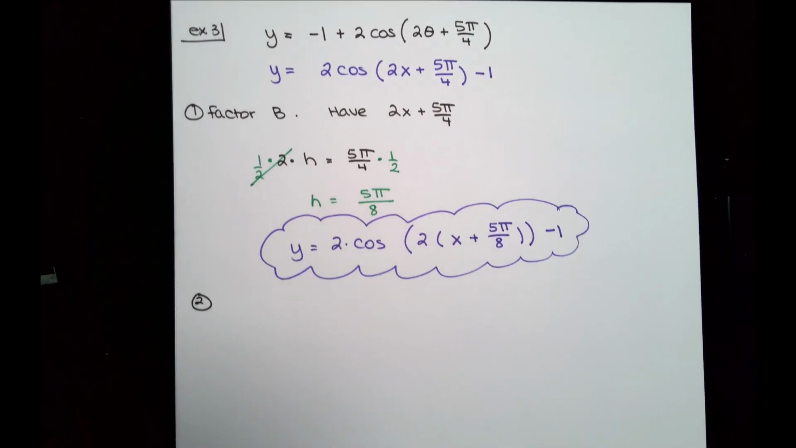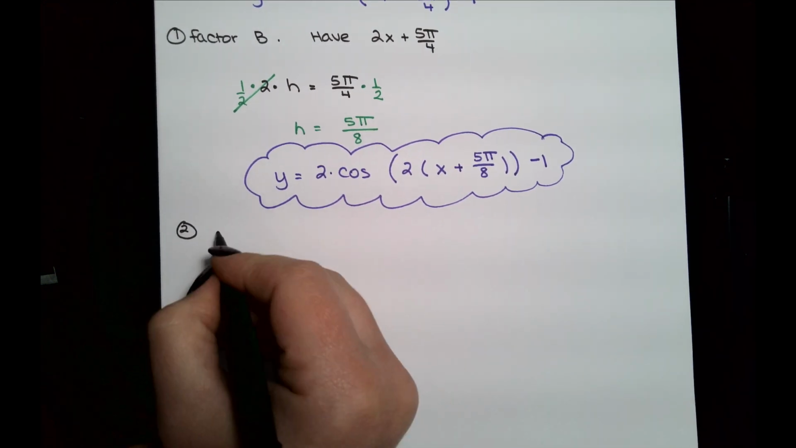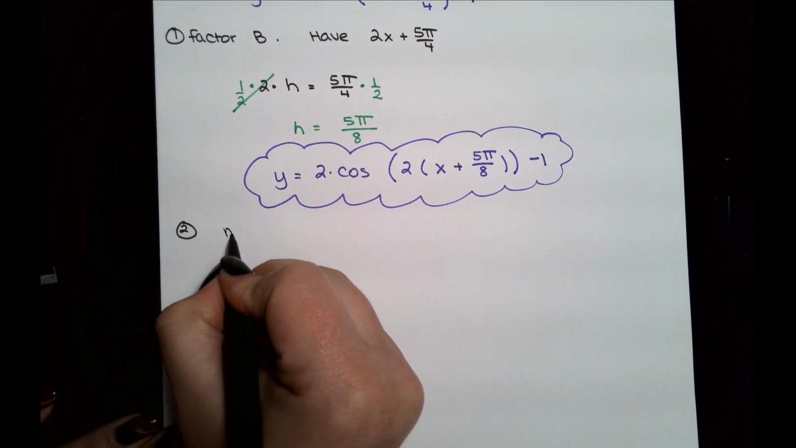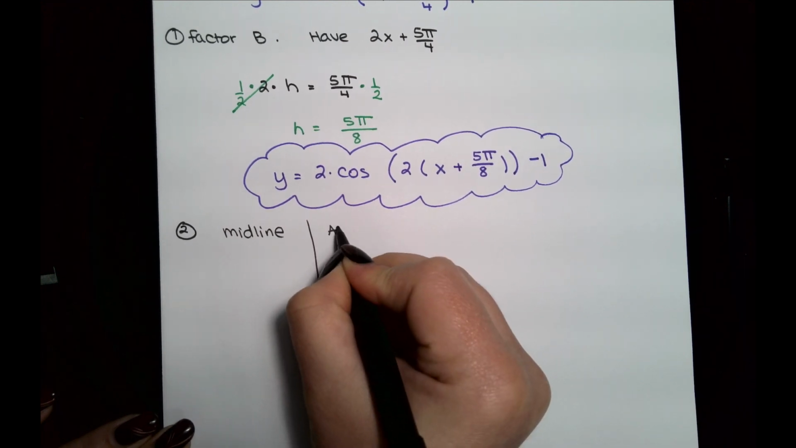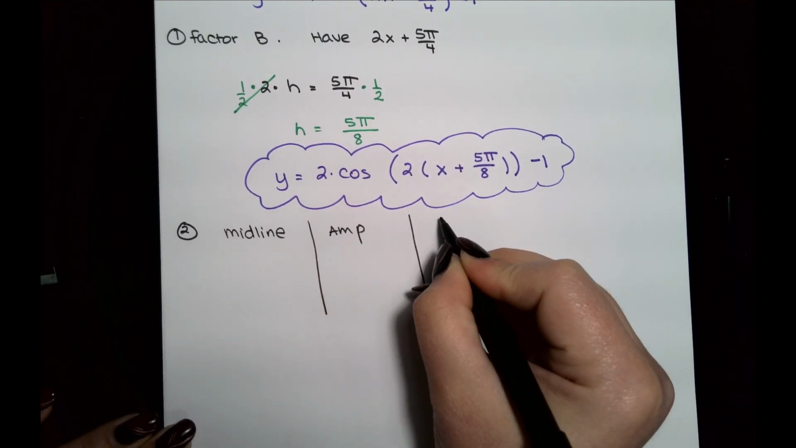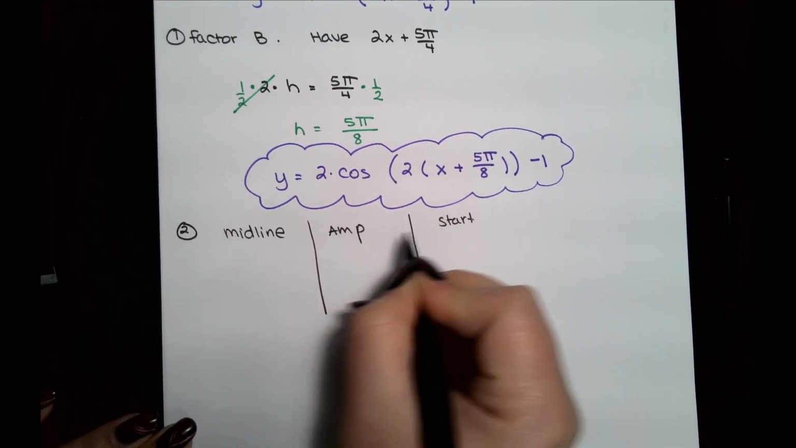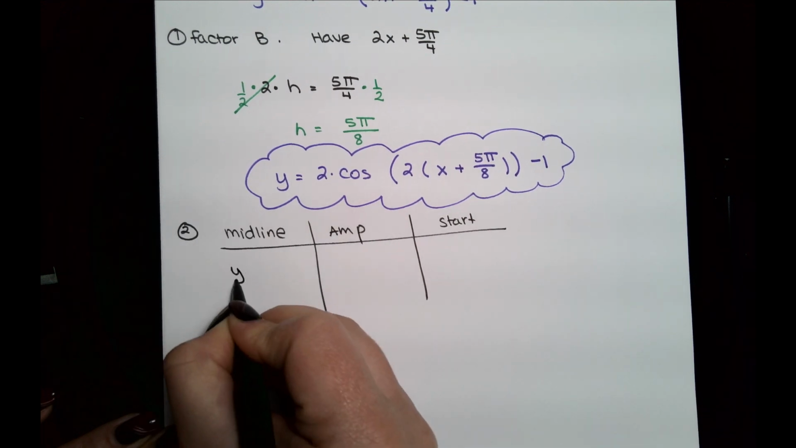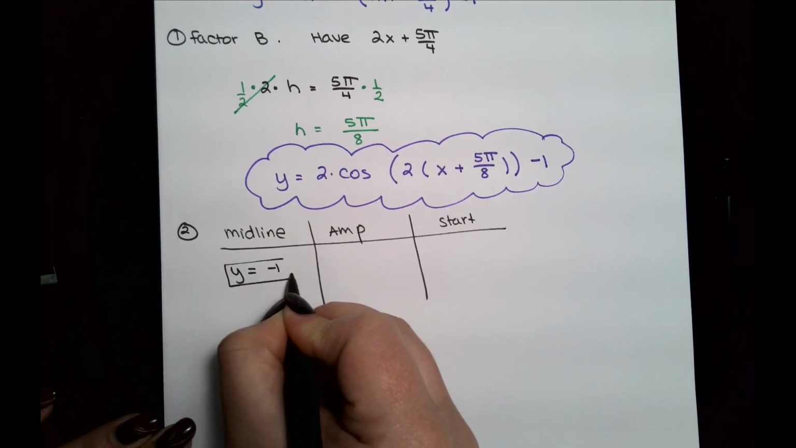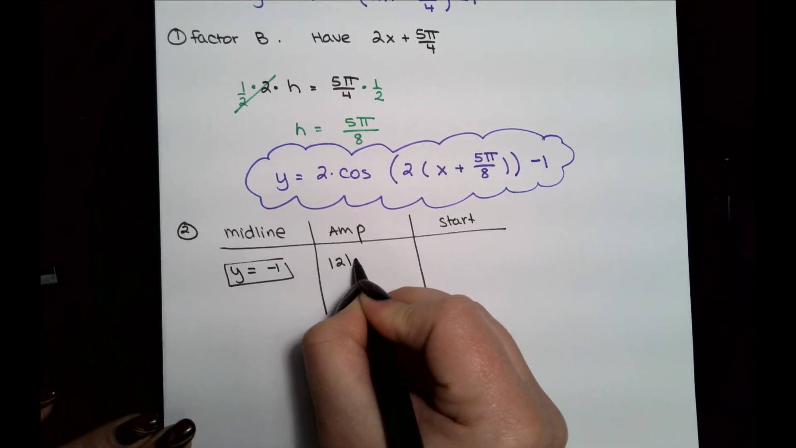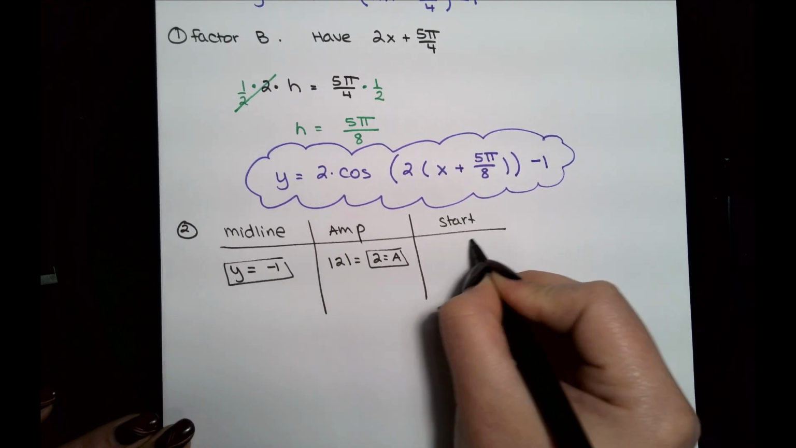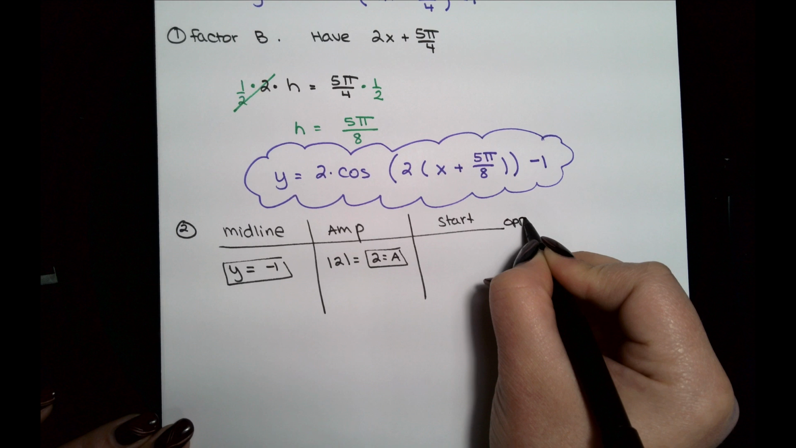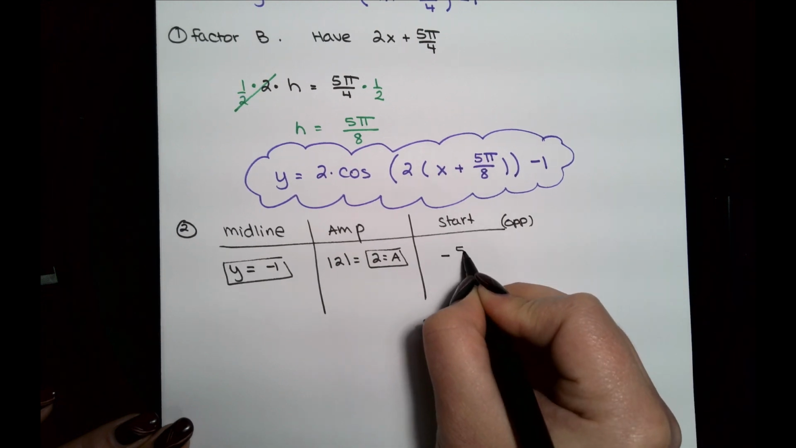Next, we have midline, amplitude, and start value, which is our phase shift. Midline is our k value at -1. Amplitude is the absolute value of our a value, which is 2. And our start value is opposite of what we see, which is -5 pi eighths.